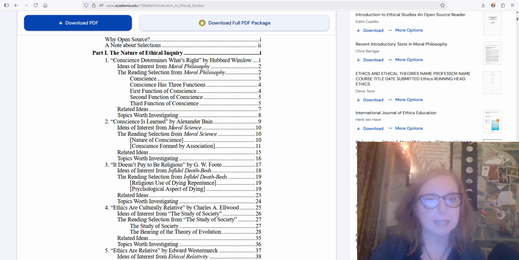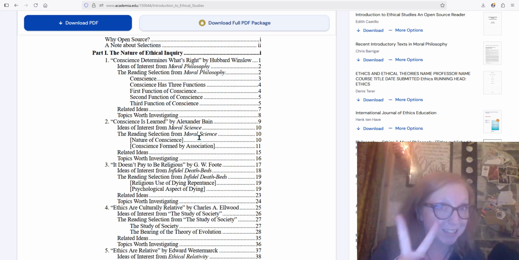So as you're looking at this Archie and Archie book, remember, edited by Archie and Archie, Intro to Ethics, you'll notice that each chapter has a different author and a range of pages. Hubbard Winslow wrote chapter 1, and chapter 1 is Conscience Determines What's Right. Chapter 2 is written by Alexander Bain. Conscience is Learned. So if I'm going to cite both Hubbard Winslow and Alexander Bain in one of my research papers, guess what? I'm going to have 2 citations on my bibliography page, not just one.